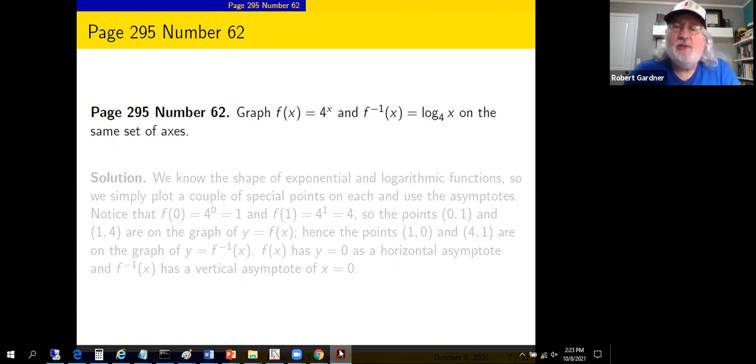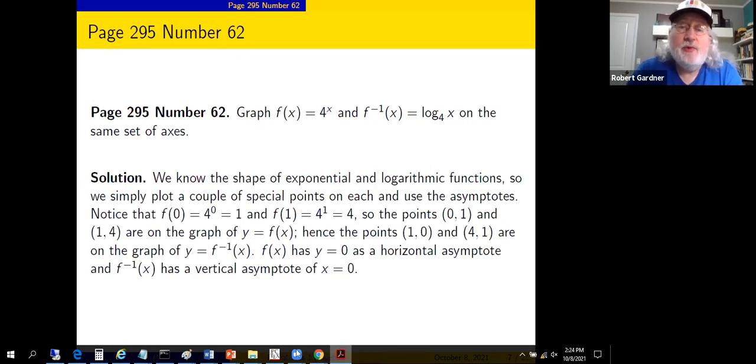Graph f of x equals 4 to the x, and graph its inverse function on the same set of axes. We're good at graphing exponential functions. Following the previous section, we know the shape of the exponential function. We know the shape of the log function as well. We could view these as new members of the library of functions. So we'll just plot a few points knowing the shape of these curves and use the asymptotes to get a fair idea of the graph of the functions.